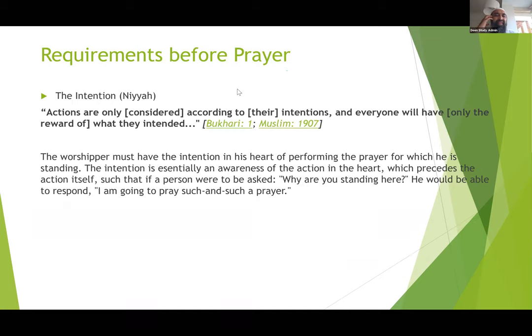Let's move on. The next thing before you start to pray is to make sure that you have the intention, or the niyyah.